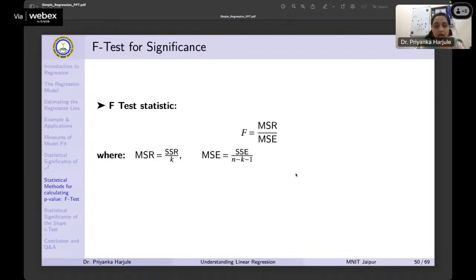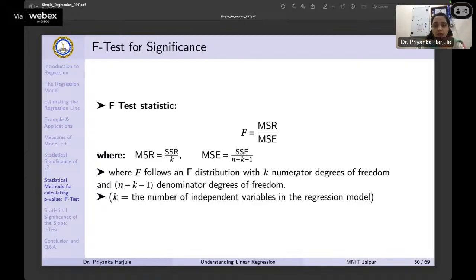So what is this MSR? It is the mean squared regression, that is your regression sum of squares divided by the number of independent variables. So what is this SSR? We've already seen it. That is the variation explained by the model.